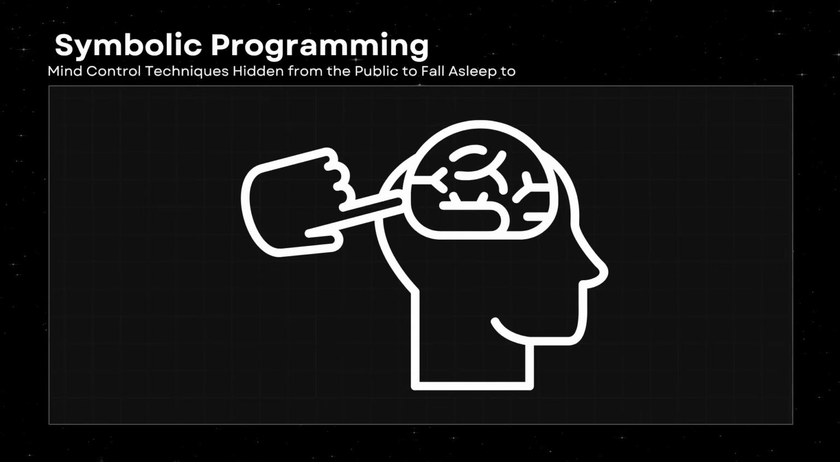Advertising uses this method to sell products. A car may be placed beside a mountain, a wolf, or a flame. A perfume ad may show a snake, a rose, or a locked door. These symbols stir feeling. The viewer links the product to strength, mystery, or desire. The symbols don't explain, they suggest. That's the power of symbolic programming. It works without words.